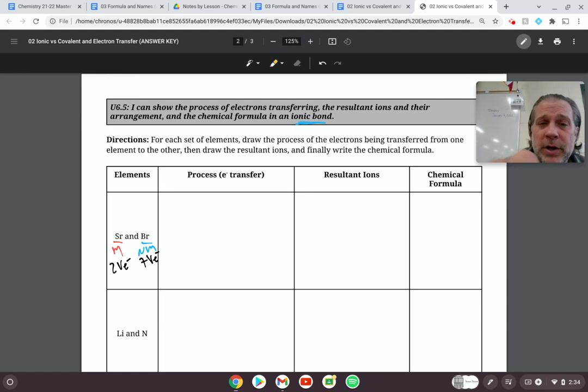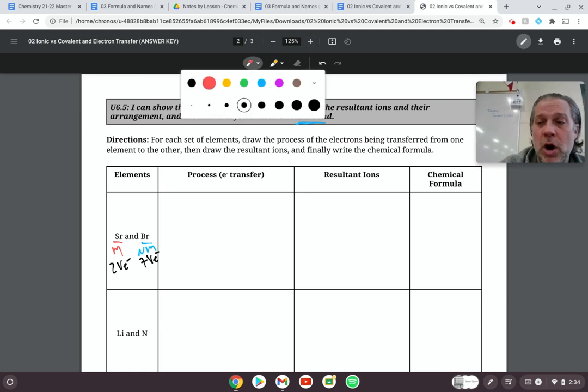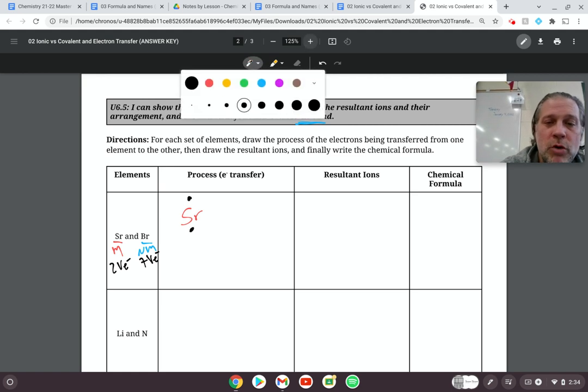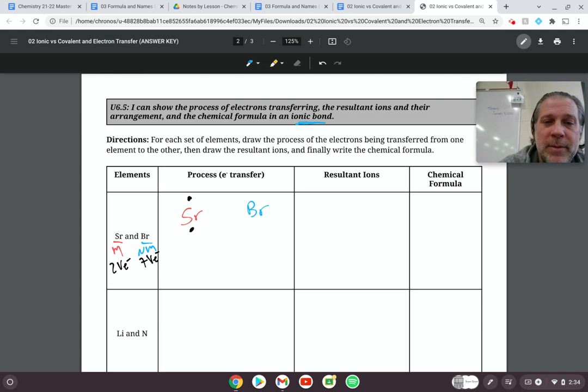So the first step that we're going to do is go ahead and draw our elements, so the Lewis dot structure. I'm going to take Sr and add the valence electrons, 1, 2, and I'm going to take bromine and add those valence electrons, 1, 2, 3, 4, 5, 6, 7.